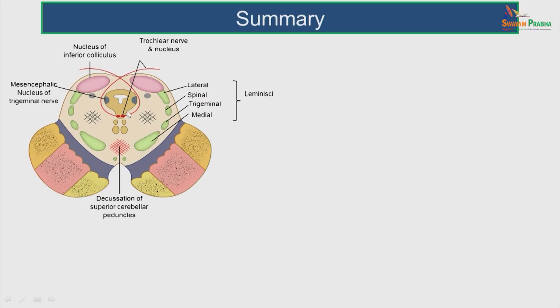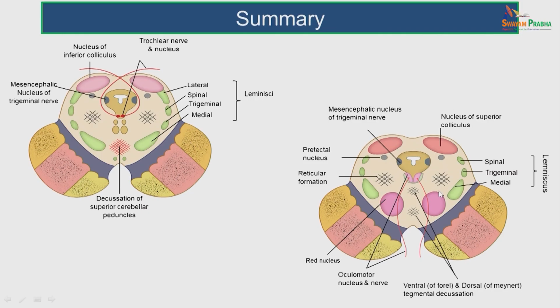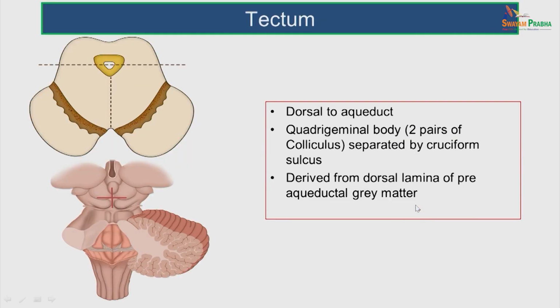And at the level of the superior colliculus, the lateral lemniscus is not seen, the other 3 lemnisci are seen, because the lateral one ends near the inferior colliculus. And here you appreciate the nucleus of the oculomotor nerve, the mesencephalic nucleus of the trigeminal nerve and the pretectal nucleus. So this is for the pupillary light reflex, and in the center we can appreciate the ventral and dorsal tegmental decussations.